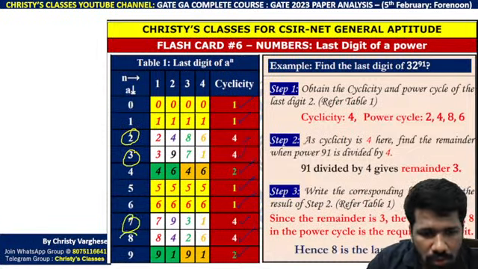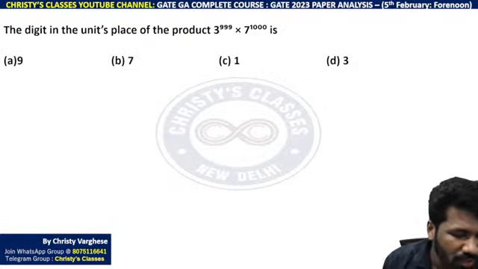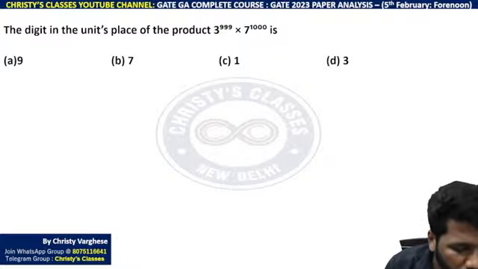So the numbers they have mentioned here are 3 and 7. So cyclicity 4 we need to understand.